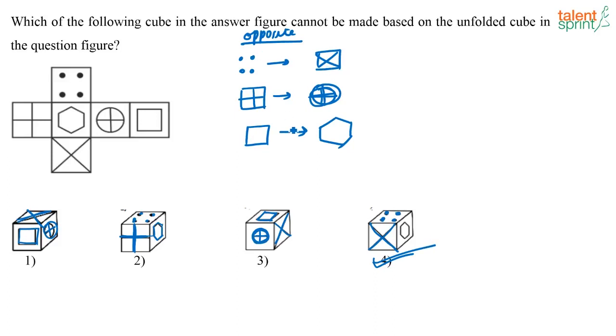Just see which are the opposite sides. If you know the opposite side of this 4 dots is this x, then you know that all the other faces are adjacent to this 4 dots. So you can keep that in mind and then start eliminating the options. That will help you speed up the time taken to solve.